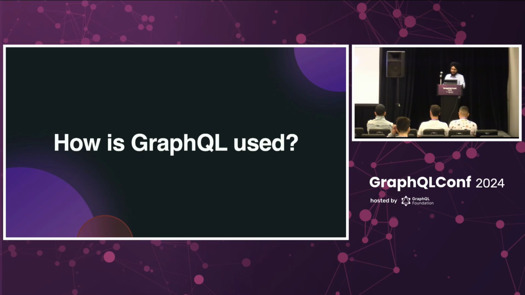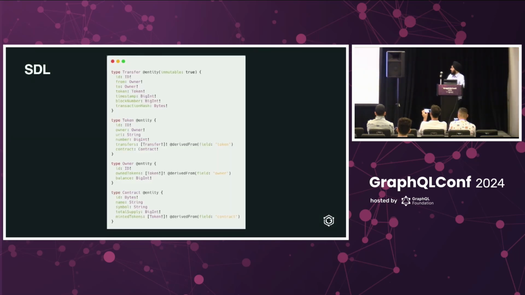So how is GraphQL used? GraphQL is used in various pieces within The Graph ecosystem. To start with, the GraphQL SDL, the schema definition language, plays a crucial role in the ETL process. It defines how you want to store the data, how you want to structure the data extracted from a blockchain, and how it should be loaded into a Postgres table.